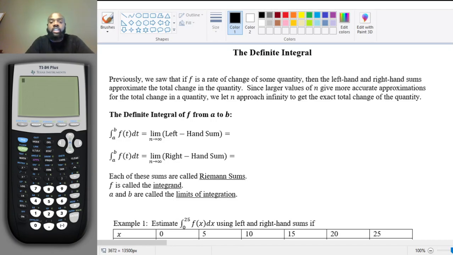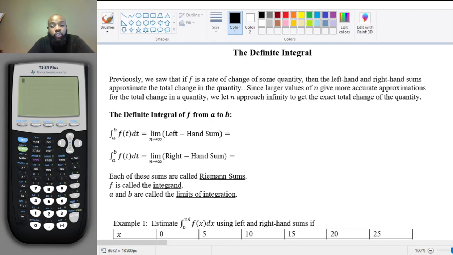In this video, we're going to talk about what we call the definite integral. Previously, we saw that if f is a rate of change of some quantity, then the left hand and the right hand sums approximate the total change in the quantity. And so when we did the left and right hand sums, we were using areas of rectangles and adding those up to give us that total change, that approximation, right? And so sometimes we'd use like 5 rectangles or 6 rectangles or 10 rectangles.